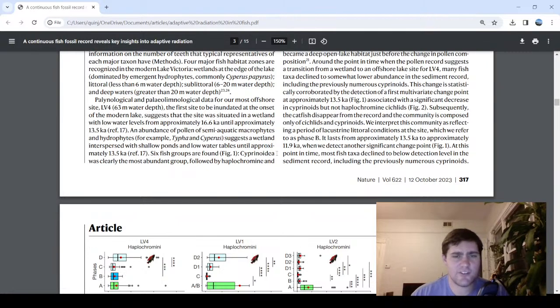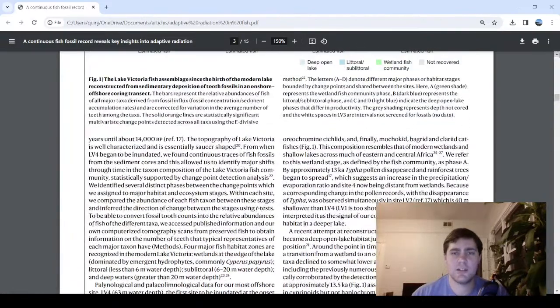Six fish groups are found in Figure 1. Cyprinoidea was clearly the most abundant group, followed by haplochromine and oreochromine cichlids, and finally mochokid, bagrid, and clariid catfishes. This composition resembles that of modern wetlands and shallow lakes across much of eastern and central Africa. We refer to this wetland stage, as defined by the fish community, as Phase A.